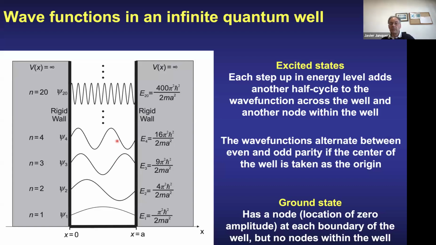Another important characteristic of these solutions is that they alternate between even and odd parity if the center of the well is located at the origin. So the ground state is even, the first excited state is odd, and so on and so forth. So they alternate the parity when we are moving up in energy.